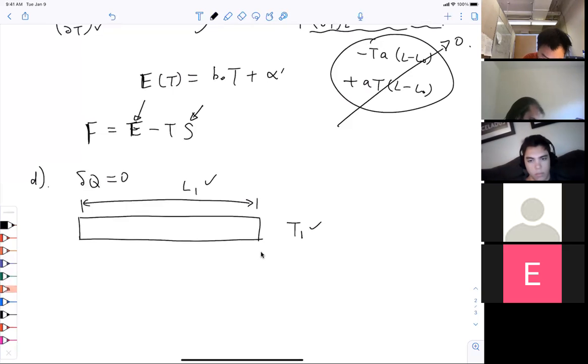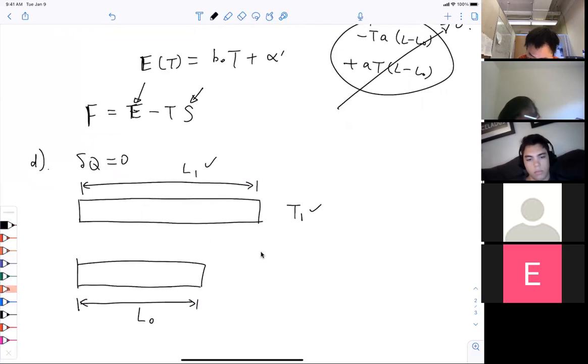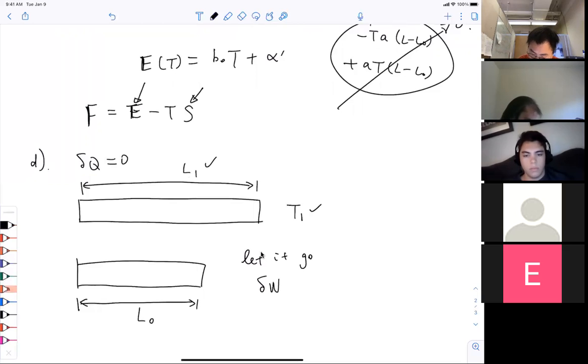Eventually it will turn back to the original length L0. So basically it's like you hold this rubber band with your hand, then just release it, right? During this process, there's no force acting on your rubber band, meaning that the work done on the system is also zero.